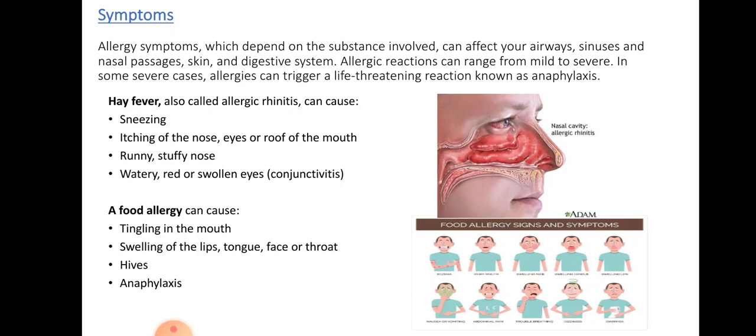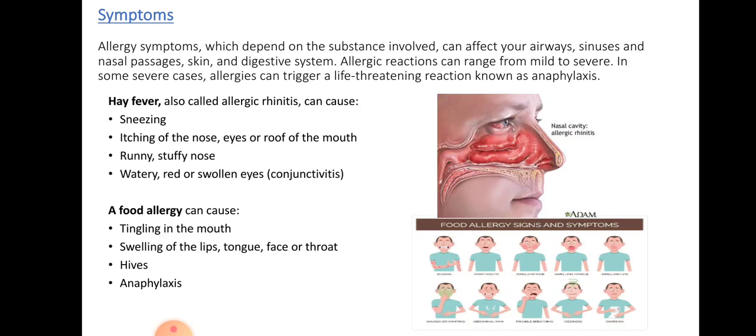Next is symptoms. Allergy symptoms, which depend on the substance involved, can affect your airways, sinuses and nasal passages, skin, and digestive system. Allergic reactions can range from mild to severe. In some severe cases, allergies can trigger a life-threatening reaction known as anaphylaxis. Here, some of the symptoms I have listed below.